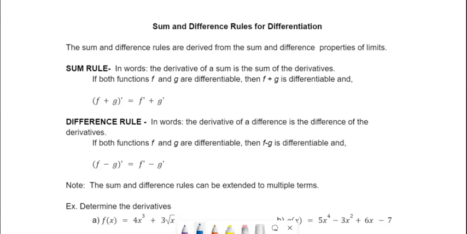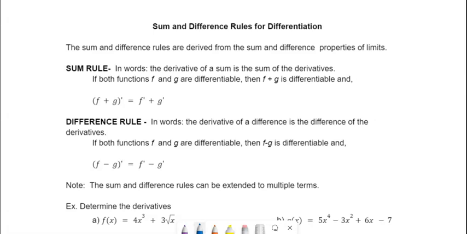So today we're going to look at the sum and difference rules for differentiation. And these rules have come from the sum and difference rules that we used in our properties of limits unit. So they're very, very similar. So the sum rule is just that the derivative of a sum is the sum of the derivatives.